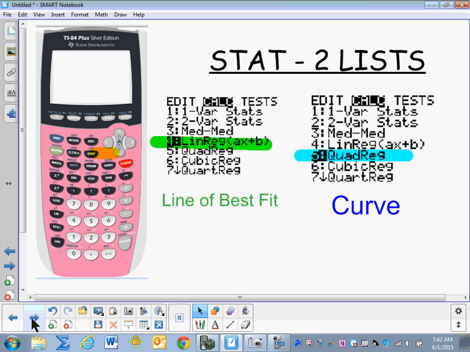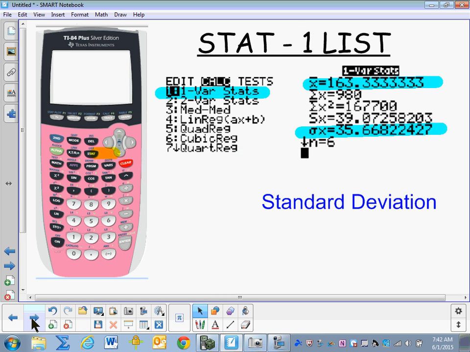We also use the calculator for statistics. When we have two lists, we will be calculating either a line of best fit or a curve of best fit. We also used the statistics key when we had one list, one data set. We run one-variable stats, and in that we can find then the mean and the standard deviation of the data.